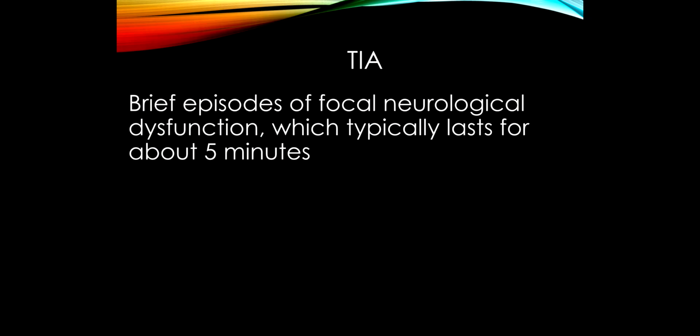So a TIA is a brief episode where an area of the brain doesn't get enough oxygen, blood flow, and patients have a focal deficit. The duration is almost always less than 5 minutes. Now, if you look up a definition of a TIA, it says less than 24 hours. But that is really a definition that came before the advent of MRI imaging. Because what happens is if you've had, let's say, a hemiplegia for 12 hours and then it finally resolved, in the olden days you'd do a CT, it's normal, you would call it a transient ischemic attack.